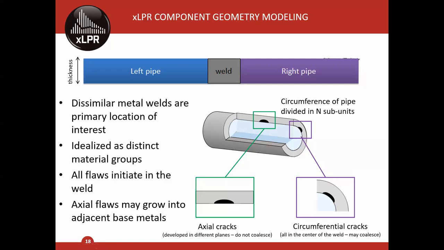Circumferential cracks are all modeled to exist within the axial center line of the weld. As they are in the same plane, they may coalesce. I'll be touching more on the xLPR coalescence models later in this presentation.